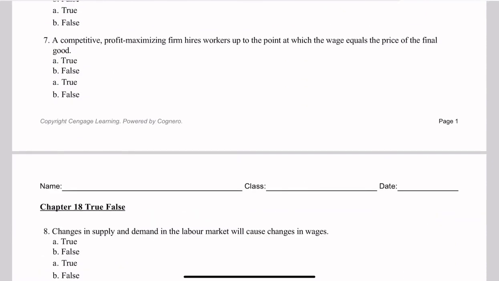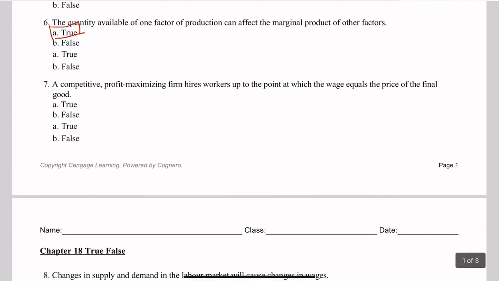Okay, seventh, a competitive profit maximization firm hires workers up to the point at which the wage equals the price of the final good. So what you can see here is it says the profit maximization condition is wage equals the price of the final good. It's definitely not right, because we know that the profit maximization condition for the firm is wage equals the value of marginal product. So this is false.